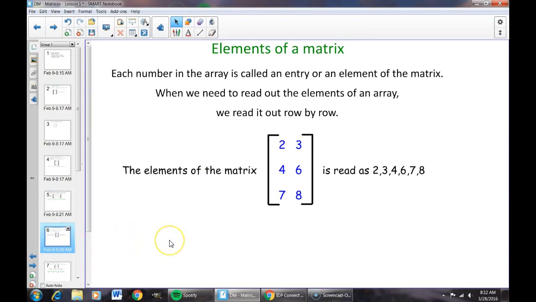The elements of a matrix, as mentioned before, is each number in the array. An array is another name for the word matrix. It's called an entry or an element of the matrix. So we're going to use the words matrix and element, even though they're interchangeable with array and entry. Alright, we need to read out the elements of an array. When we need to, we read it out row by row. So the elements of this matrix, for example, would be read 2, 3, 4, 6, 7, 8.